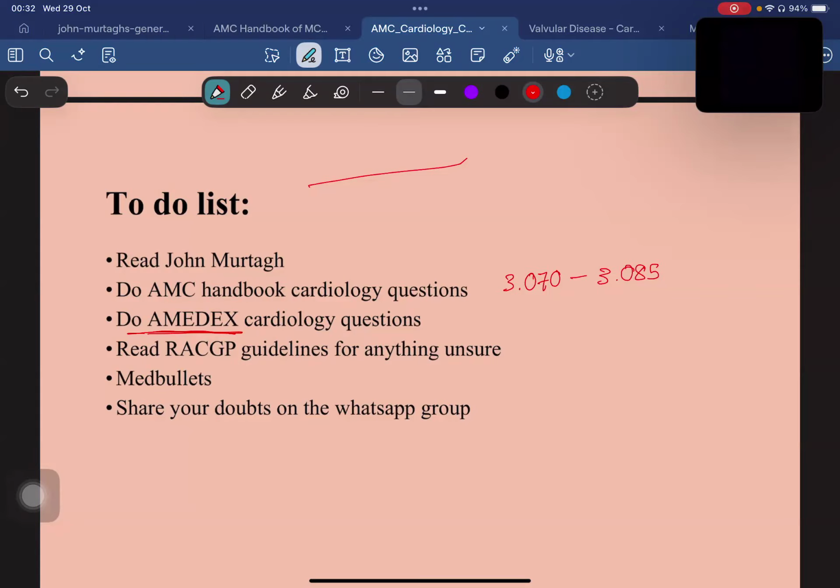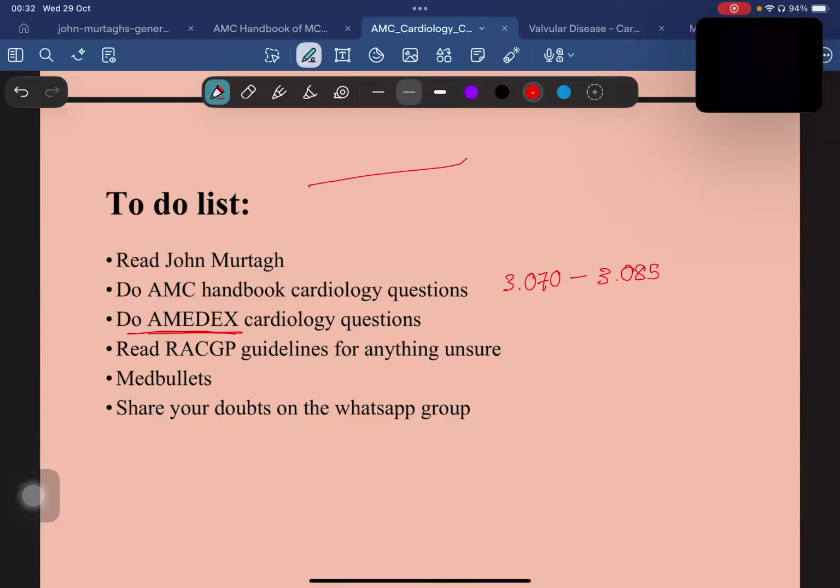And one good thing about Amadex is they also provide you with the links. Amadex follows RSEGP guidelines, so that way it's very convenient. You're on the same page, Amadex and the guidelines. So anything unsure, just go to the RSEGP guidelines.